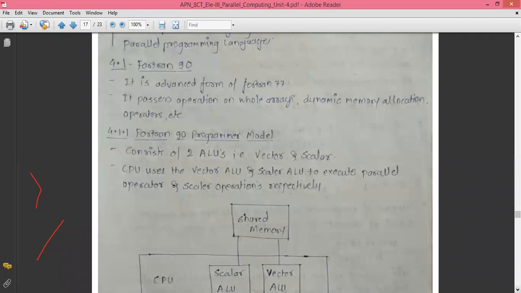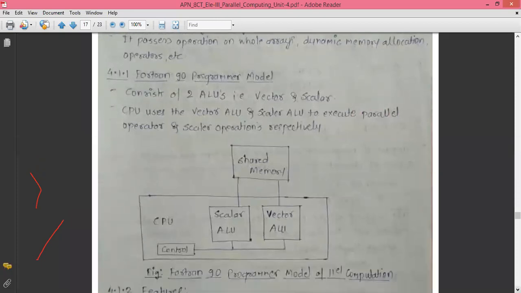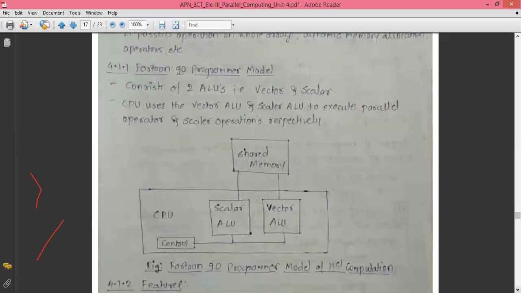Hello. Okay. So this is the Fortran language, the first parallel programming language which was introduced. There is a model which is given for the programmer. Basically, the model is as shown in the diagram for the Fortran 90 parallel programming language. In that we have two different types of ALUs. You are already aware of what the ALU is. And there is a shared memory, or you can call it shared space.